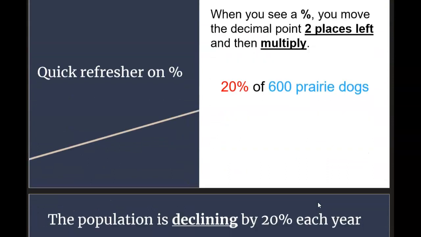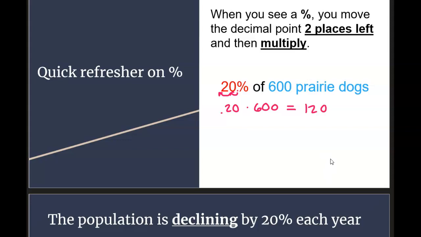Let's do a quick review of percentages, or maybe you haven't seen them before and that's okay too. Let's just remind ourselves what percentages mean. When we see a percentage sign, that means we need to move the decimal place 2 to the left and then multiply. So our decimal place is right there now. We're going to move it 1 and then 2. And we wind up with 0.20. And then we multiply by the 600 prairie dogs. 0.20 times 600, I'll put that in my calculator. I get 120. So that's how many prairie dogs are being lost each year.